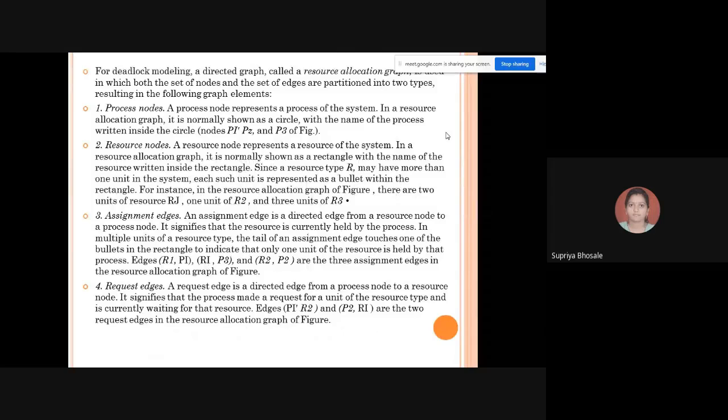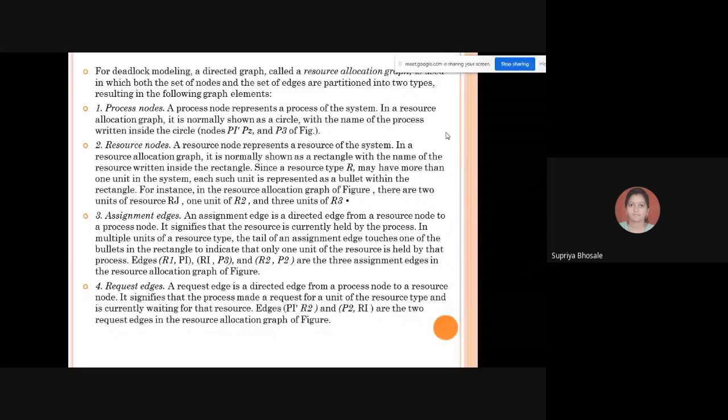So the next concept for deadlock modeling: a directed graph called a resource allocation graph is used, in which both the set of nodes and the set of edges are partitioned into two types, resulting in the following graph elements: the process node, resource node, assignment edges and request edges.